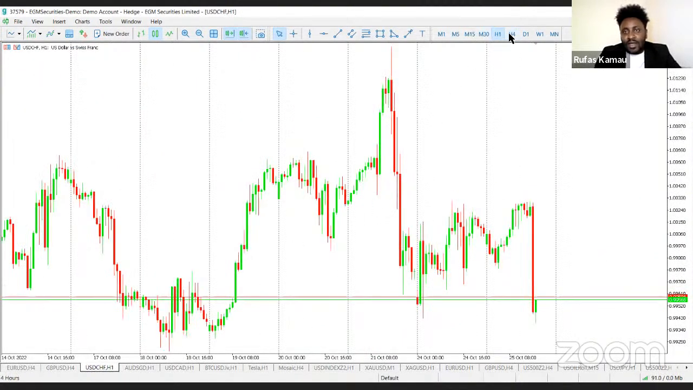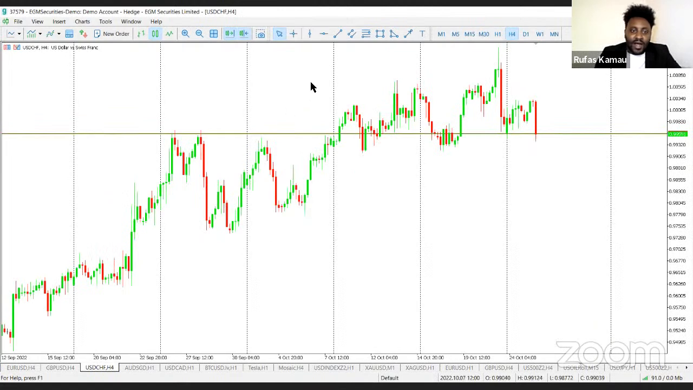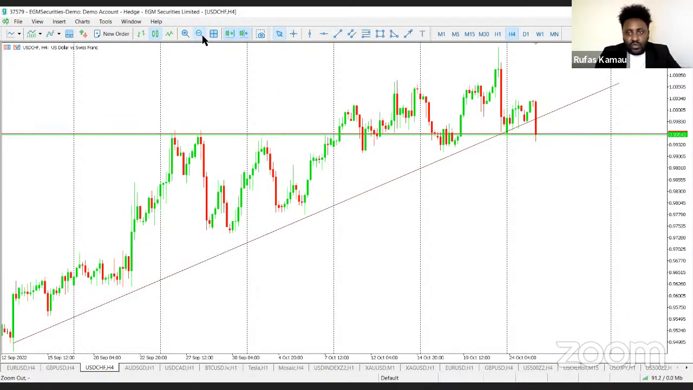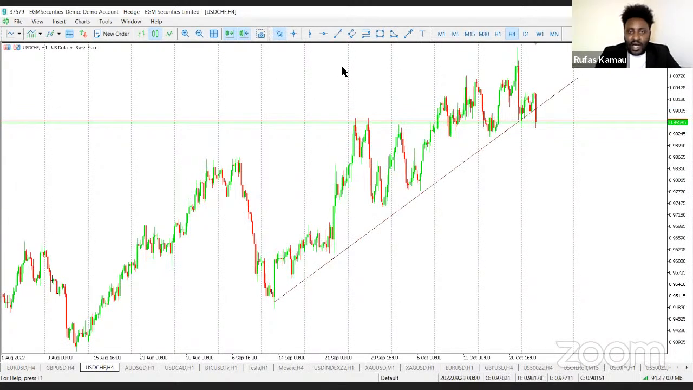So if you look at the USD against the Swiss franc, a similar thing is happening. A major trend line here is also being broken by the current candlestick. So it's very clear. You don't have to try and rationalize it. It's already happening. The US dollar is now taking a step back.